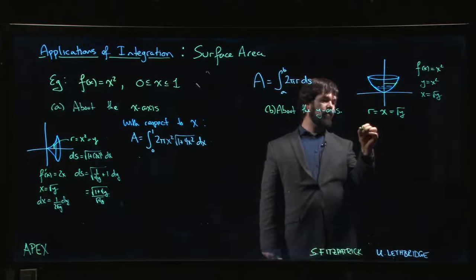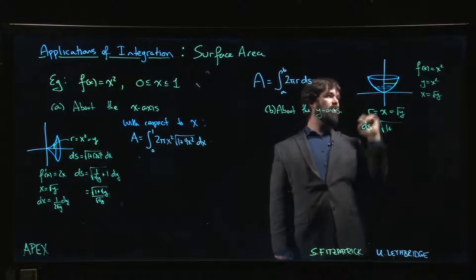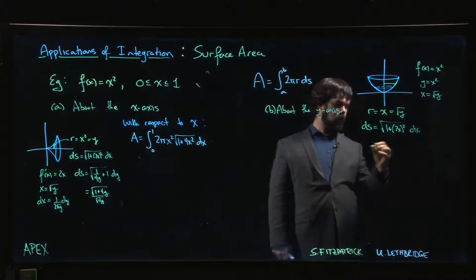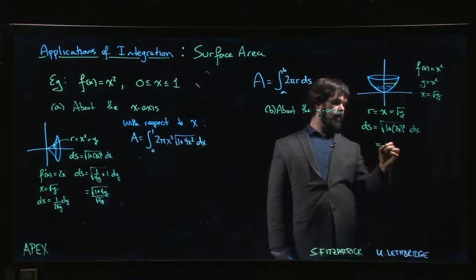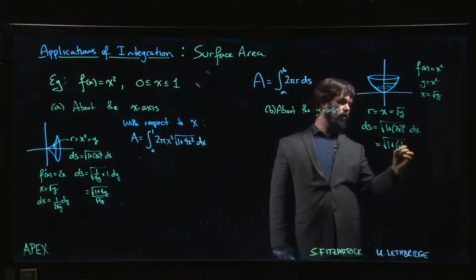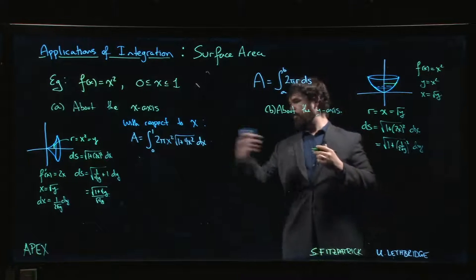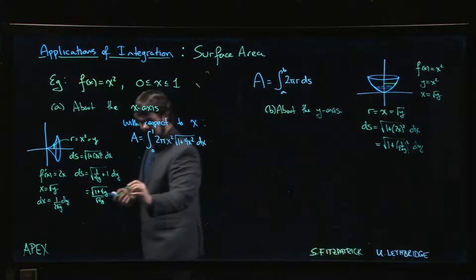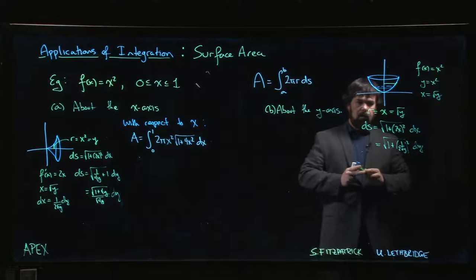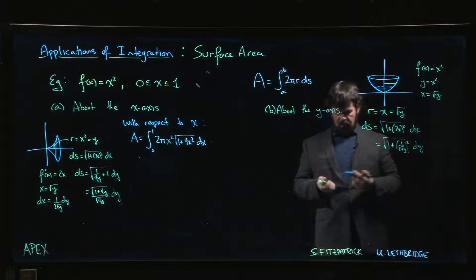Our ds, we can have as either 1 plus, so the derivative of x squared is 2x, okay? Or we can write it as 1 plus 1 over 2 root y squared dy, same as we did over there. Right? Oops, just realized I forgot my dy last time. Okay? And you decide which way you want to go. Typically, we try x first just because that's what we're used to, right?